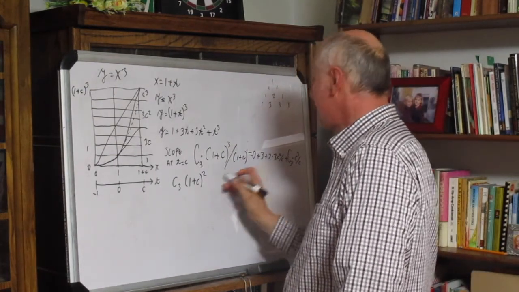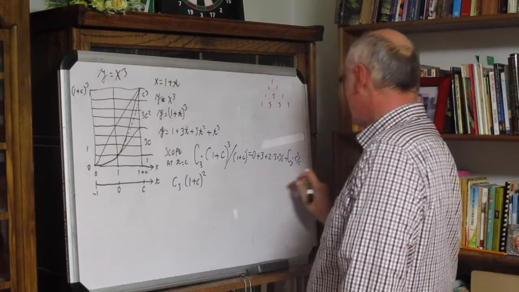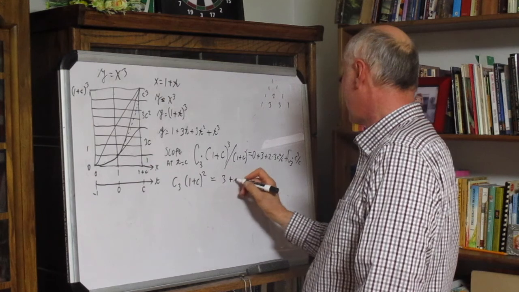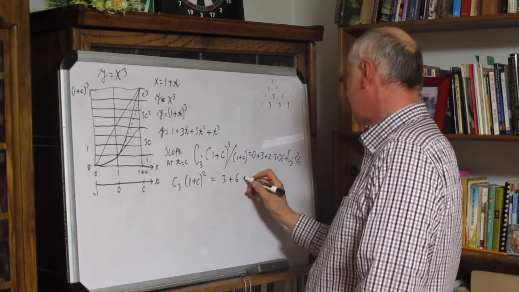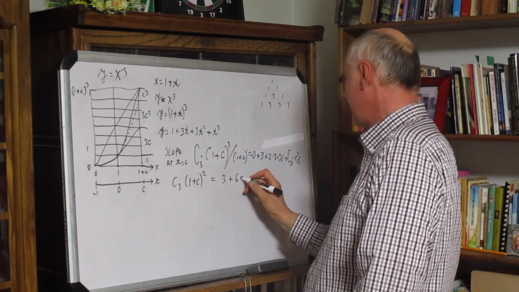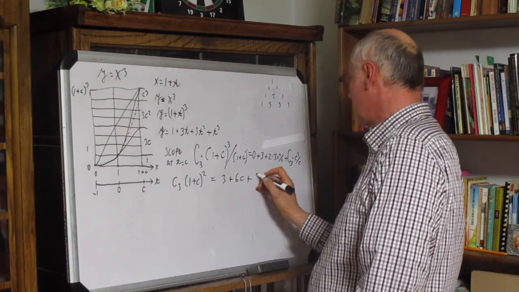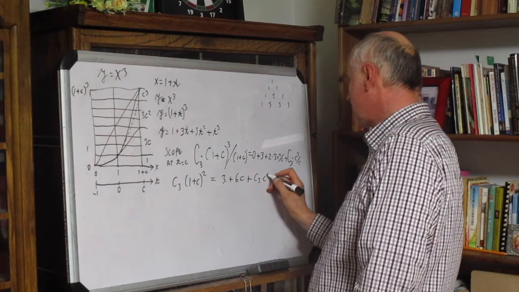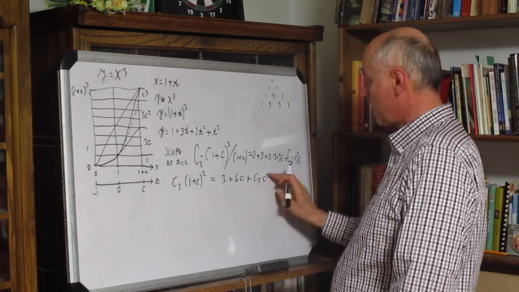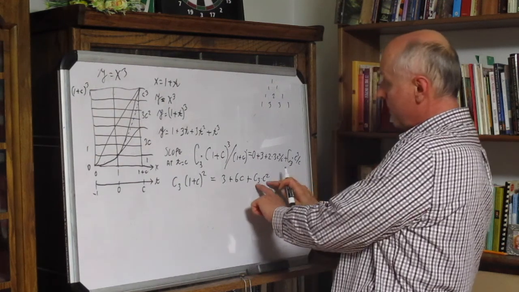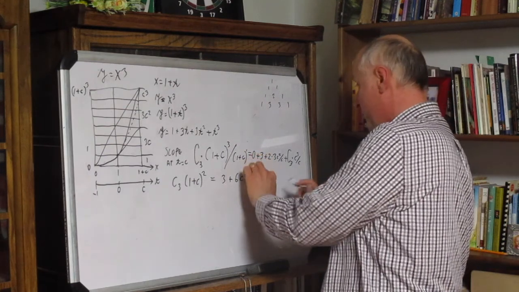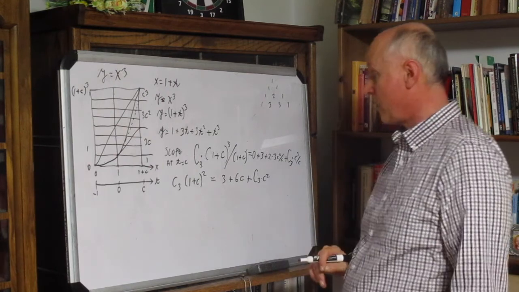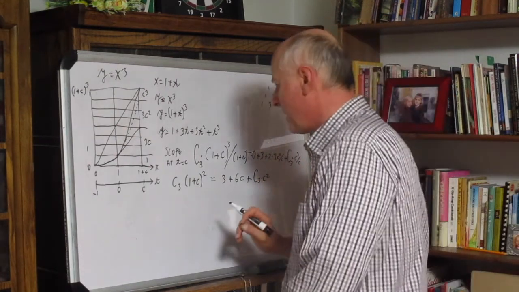Okay. Well, that equals this whole thing. 3 plus 6c plus C3 times c squared. And these are different variables. I should make a big capital C so you don't confuse it, right? Okay. All right.